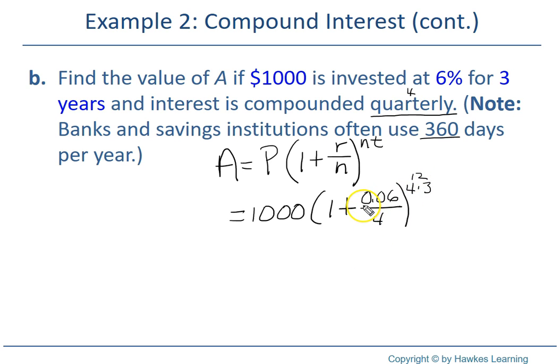So what I would do is I would put 0.06 divided by 4, add 1 to it. Then I would do caret 12, get a value, and then multiply it by 1,000. So let's check it out here.